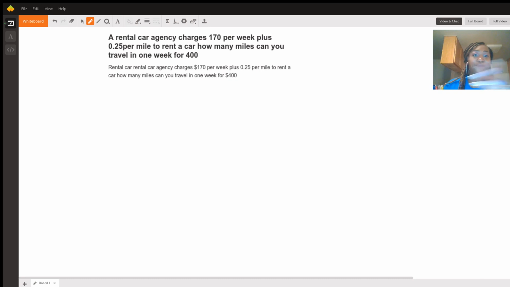Let's get started. A rental car agency charges $170 per week plus 25 cents per mile to rent a car. How many miles can you travel in 1 week for $400?